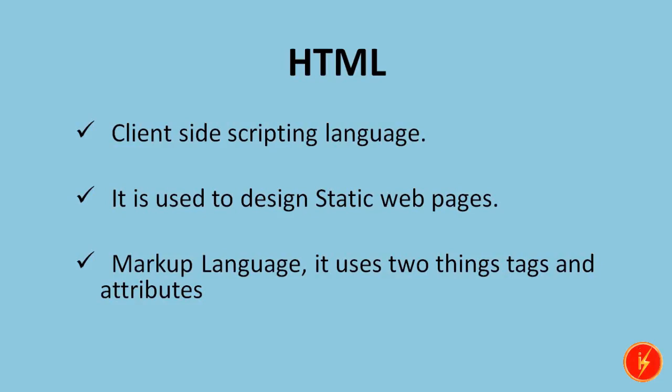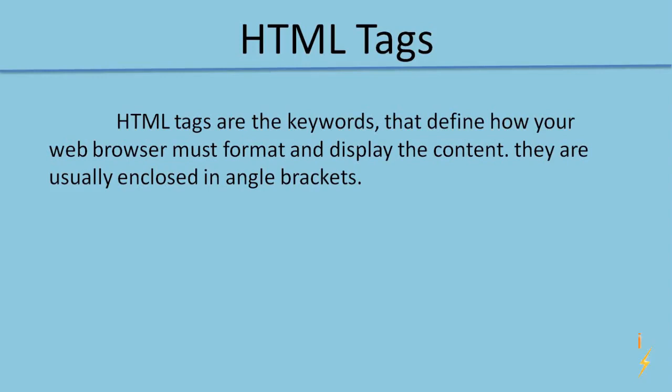In the third point, HTML is a markup language. It uses two things, tags and attributes. HTML tags are the keywords that define how your web browser must format and display the content. They are usually enclosed in angle brackets. Example is here.